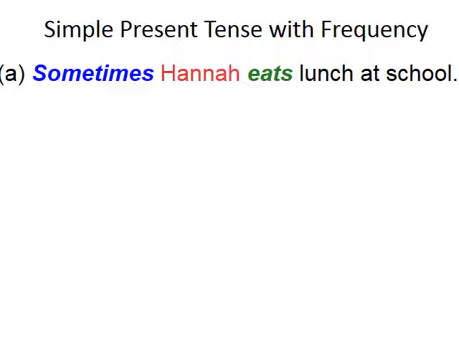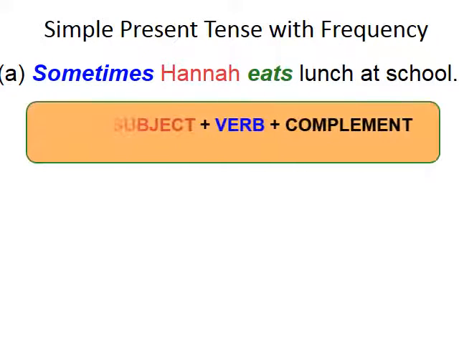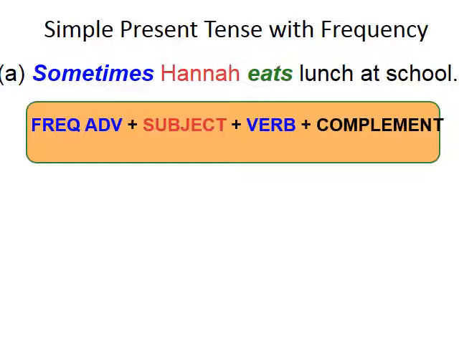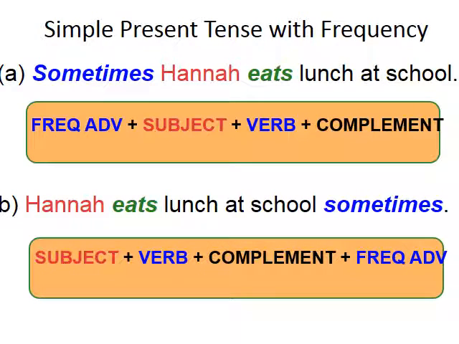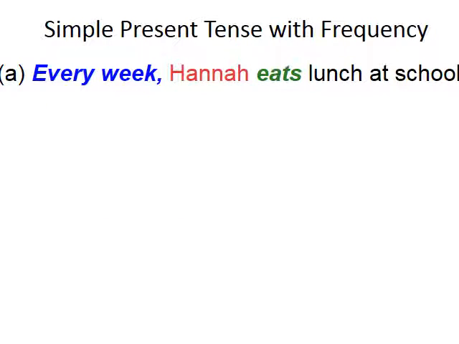Now we also have some of these frequency adverbs that can go at the beginning of the sentence. So we have, sometimes Hannah eats lunch at school. There's a couple of these that we can use in this way. We can also put them at the end of the sentence: Hannah eats lunch at school sometimes. Now we can't do this with all of the frequency adverbs, and we'll go over in class which ones we can and which ones we can't.